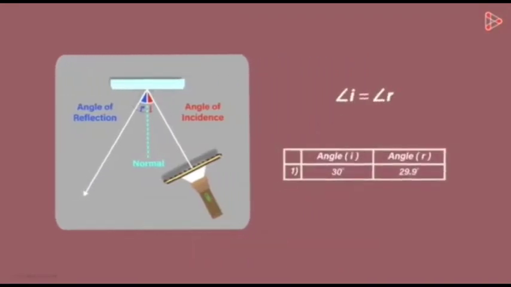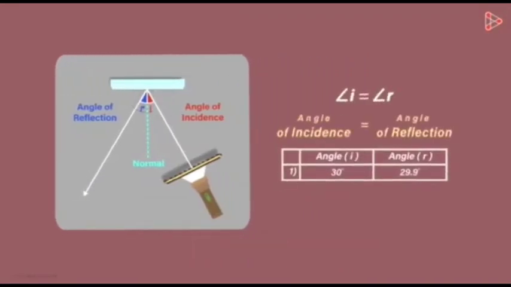They are approximately equal. This is the first law of reflection. So with this experiment, you can verify this law. Well, if you're still not convinced, you can take further readings by changing the direction of the incident light.